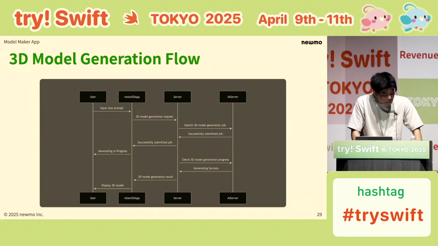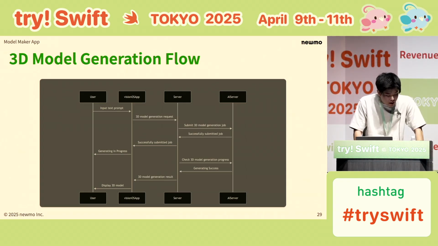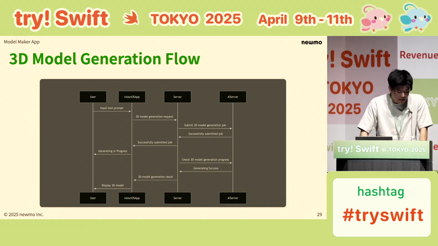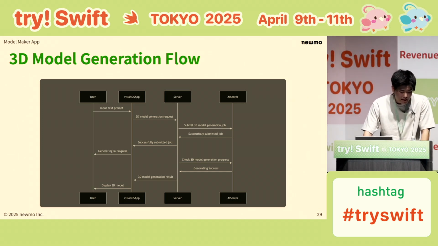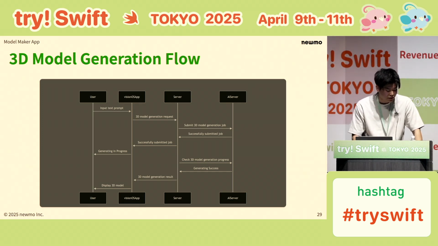Here is the basic flow. You type text in the app. The app asks the main server to start the job on the AI server. Since making the model takes time, the app needs to check back with the main server. When the AI server is done, the main server saves the created model to storage and connects it to the database. Then the app can download and show the 3D model.